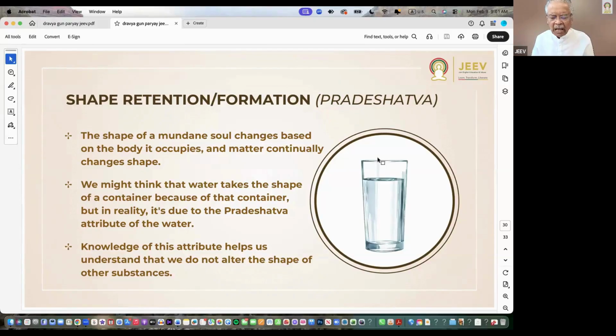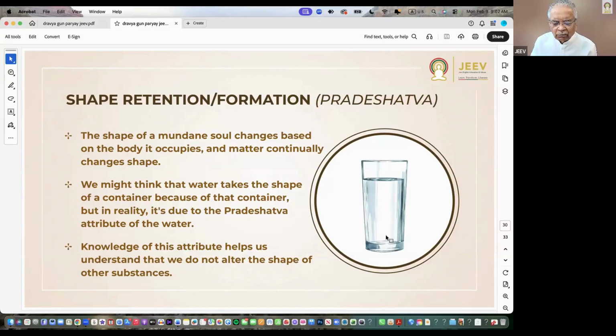Similarly, matter has its own shape. Medium of motion, medium of rest, space and time, they have their own shape. But because we are more interested in the soul, we'll talk more about the soul. This water has taken the shape of the glass over here. Similarly, the soul in this transmigratory wandering in the universe, whatever body it goes in, it takes the shape accordingly.